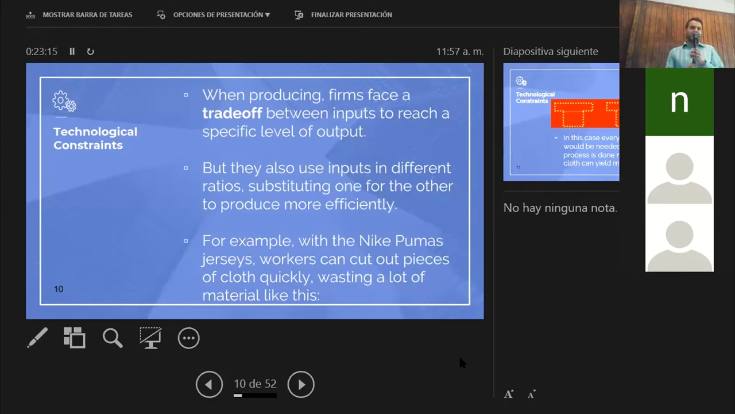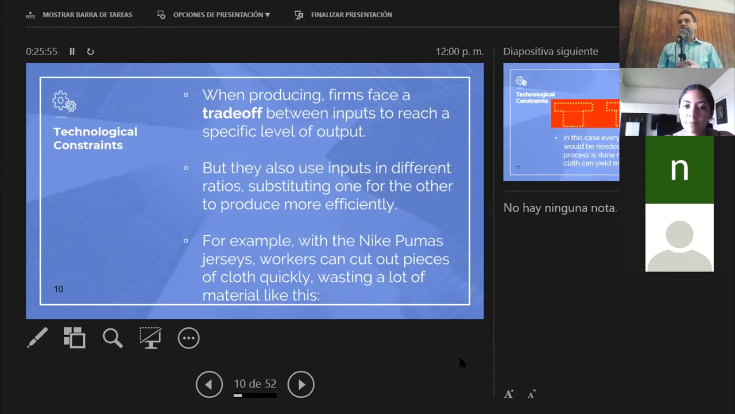Y hay otros que, en cambio, they take the trade-off and they decide to produce differently. But the idea of the trade-off is basically that firms can produce in different ways, using different levels of inputs to reach a specific level of output. So, this example que les voy a poner aquí expresa un poco esta idea de lo que acabo de comentar, the different trade-offs in the way you produce the same thing.